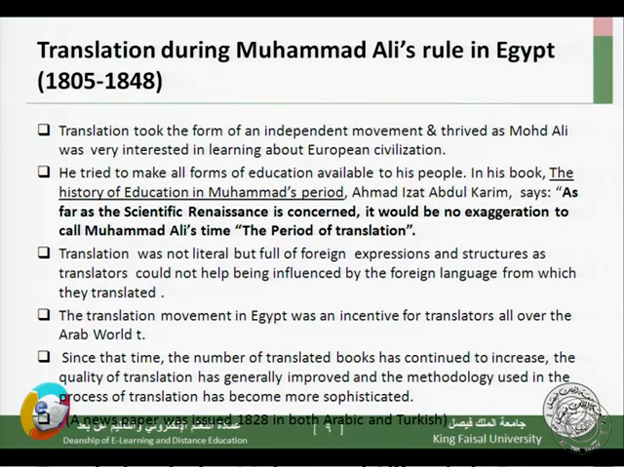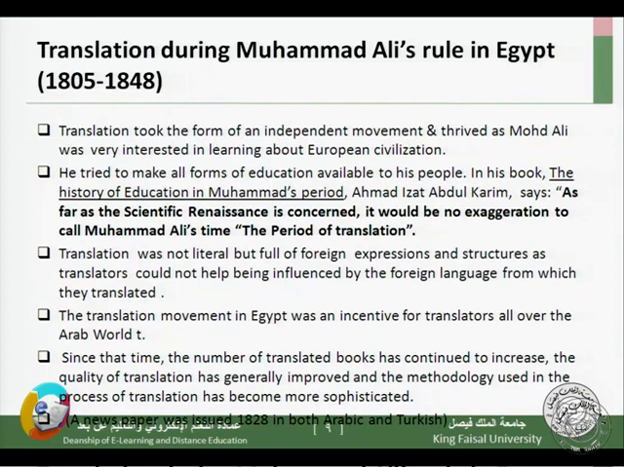How would he do that? By the process of translation. In this case, what he did was send people to Europe, to France, and then he brought people to Egypt, and he asked the translators to translate so many books from French, from English, from Turkish into Arabic.